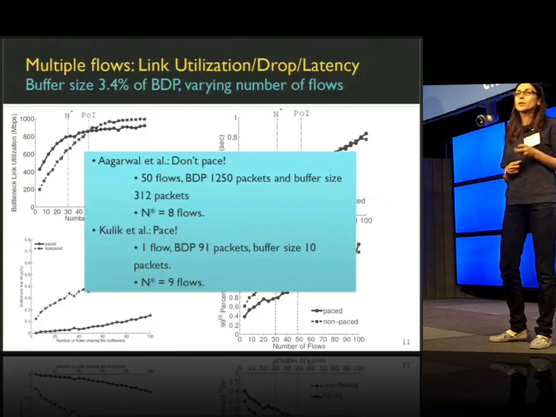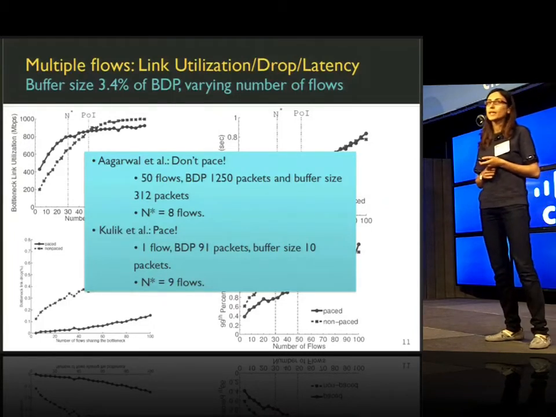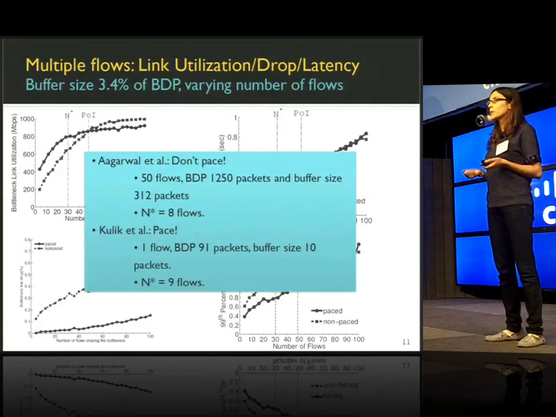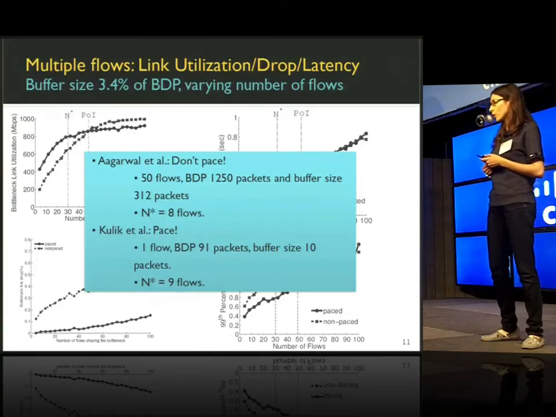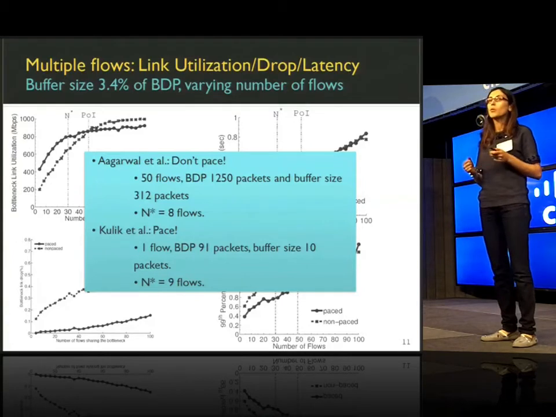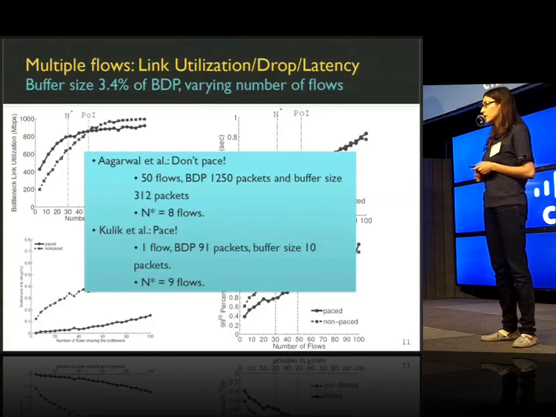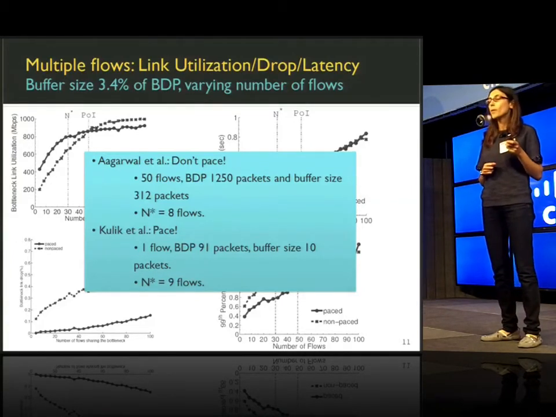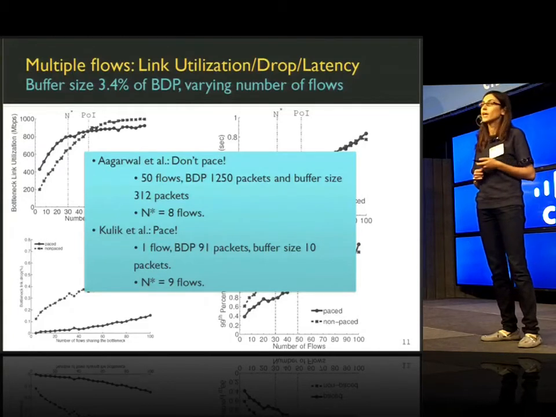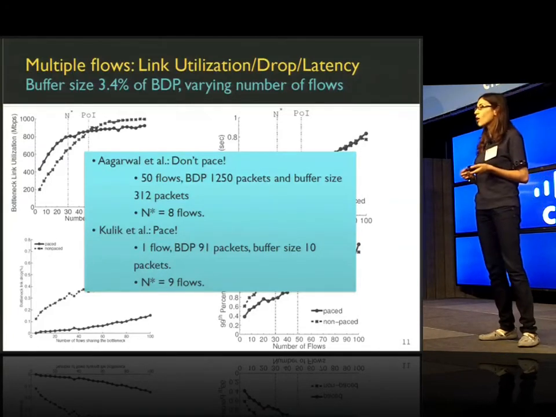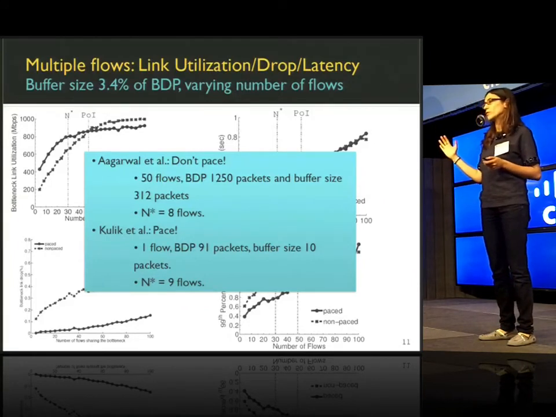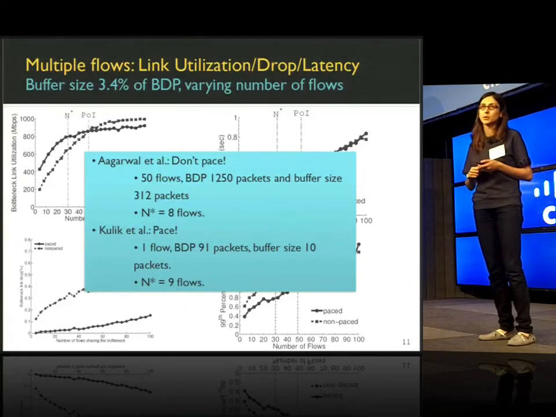In a study by Agrawal et al., they decided that we shouldn't pace because they looked at a network with 50 flows, a bandwidth delay product of 1,200 packets, and a buffer size of 312 packets. According to our model, the lower bound on the point of inflection is actually 8 flows in this system. And they were looking at 50 flows. So the chances of them going beyond this point of inflection are higher. And it makes sense to me.